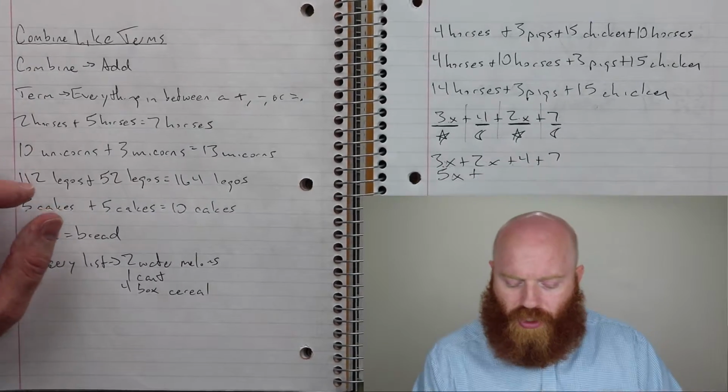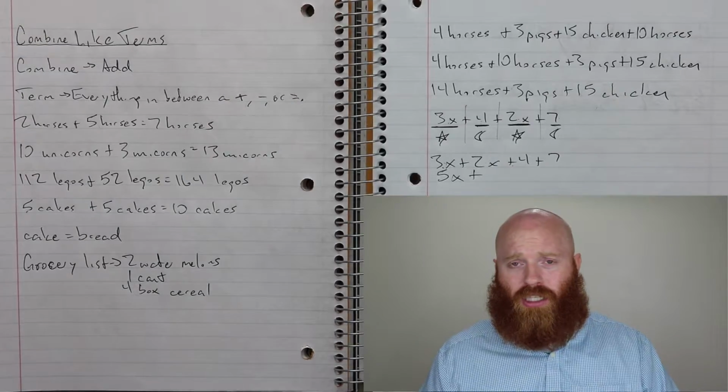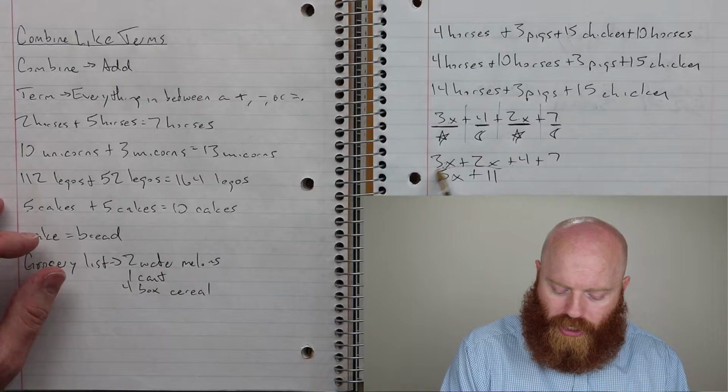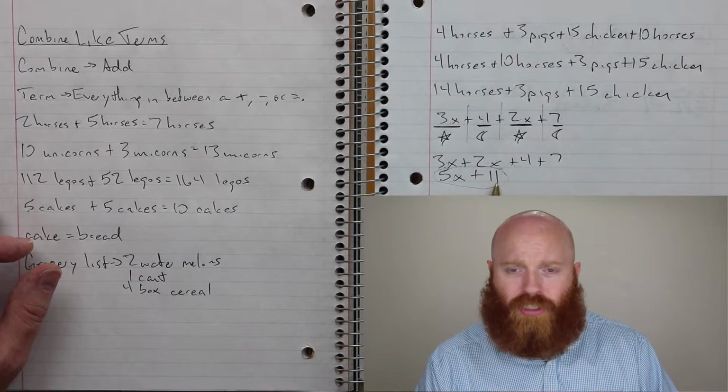Bring down a plus, always bring down a plus. And 4 plus 5, I can combine those. 4 plus 5, you've been doing that since you were a little kid. That's a 9. There's my answer. Done. That is the answer. And you cannot combine anymore. That's as simple as it gets. This math problem, you cannot combine 5x plus 9.